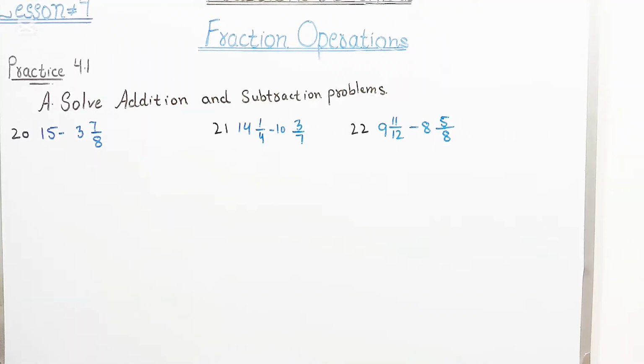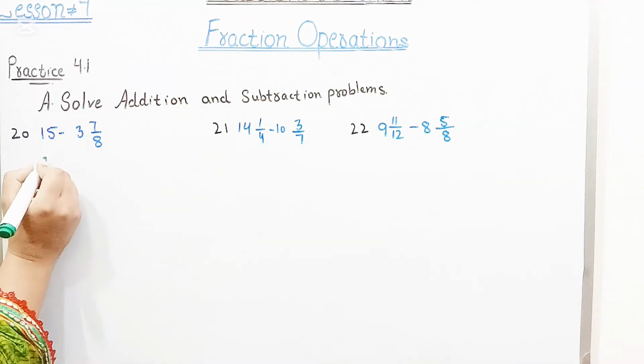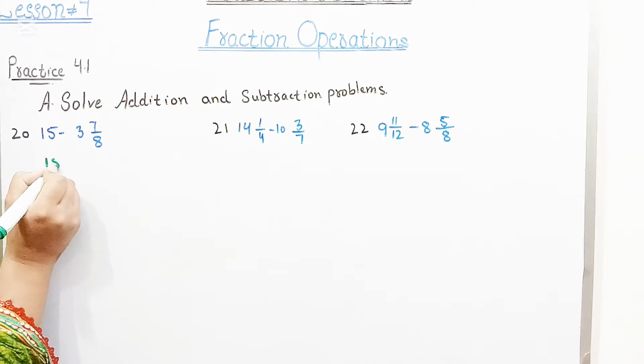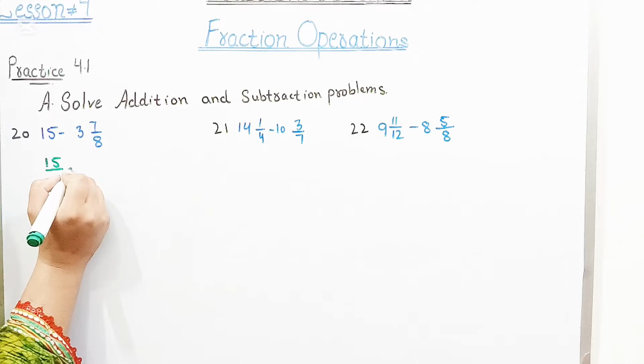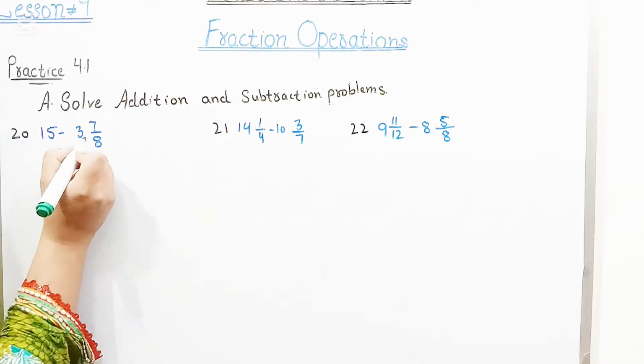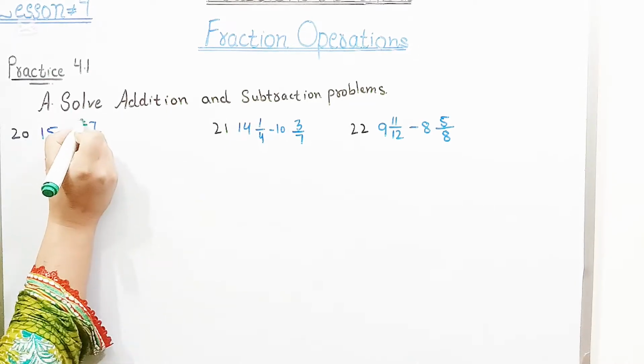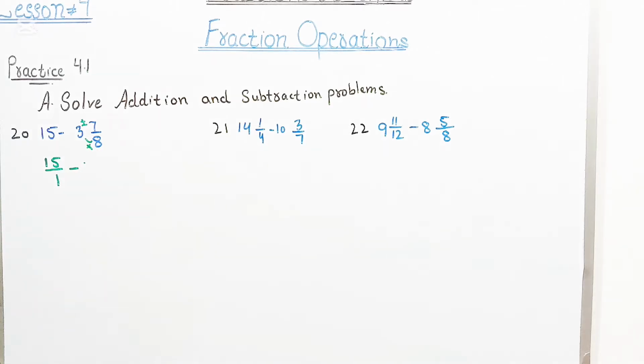15 minus 3 7 over 8. Firstly, we convert into fraction. There is 15, which means the denominator is always 1. Minus, we multiply and then we add, 31 over 8.